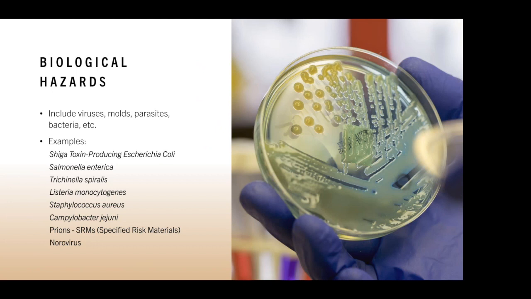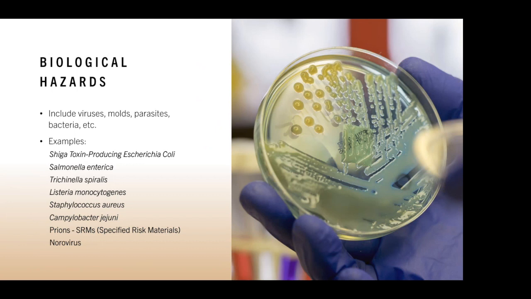Before we complete our hazard analysis, we must identify what would be included in the hazard groups we are looking at. The first group of hazards are the biological hazards. Biological hazards include viruses, molds, parasites, and bacteria. Bacterial hazards would include bacteria like Shiga toxin-producing E. coli, Salmonella enterica, Listeria monocytogenes, Staphylococcus aureus, and Campylobacter jejuni.